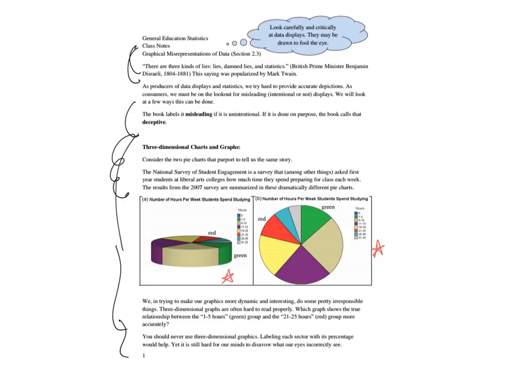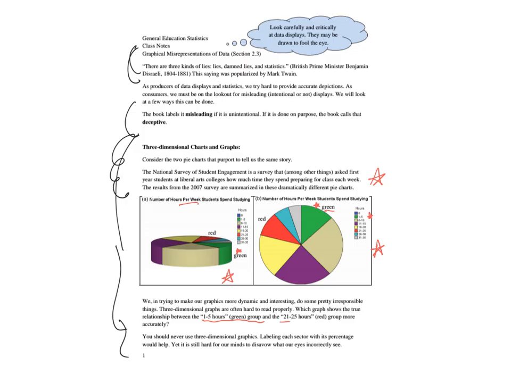So they surveyed people about how much time they spend per week studying. And I want you to compare the green group here that spent 1 to 5 hours. Notice I'm getting that from the key there. There is the green, labeled by green in case you're looking at this in black and white. And here's the green over there in the 3D graph.